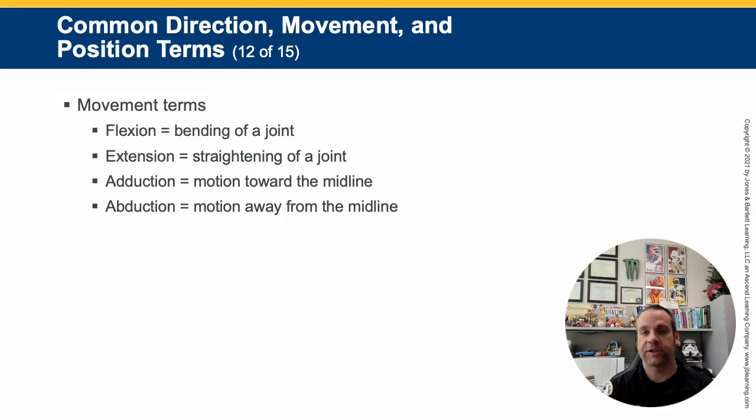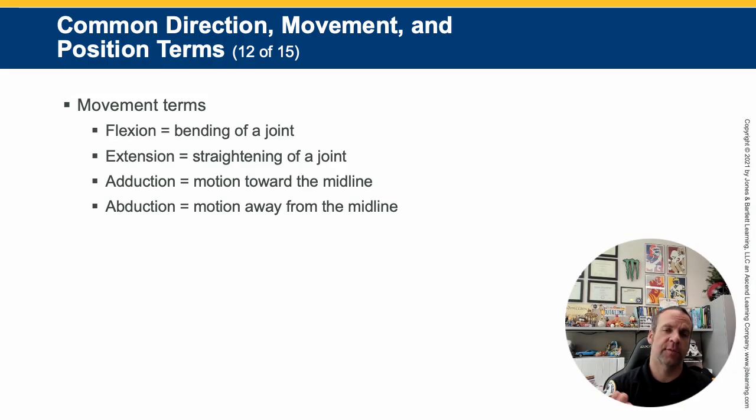Let's start with flexion. Flexion refers to a bending of a joint. It's going to decrease the angle between the two body parts. Okay, so this would be flexion. An example that's commonly used is your knee or your elbow. Those are what we call hinge joints, and they do flexion and extension.